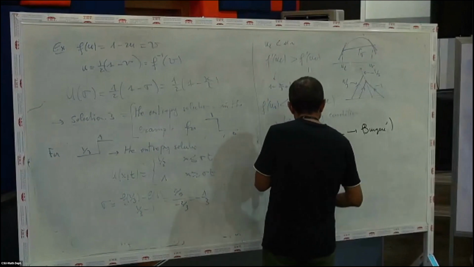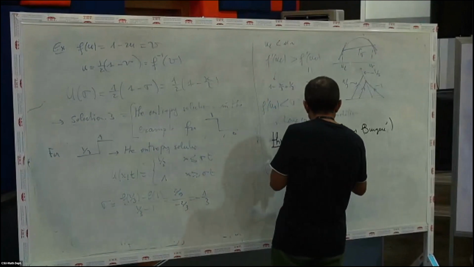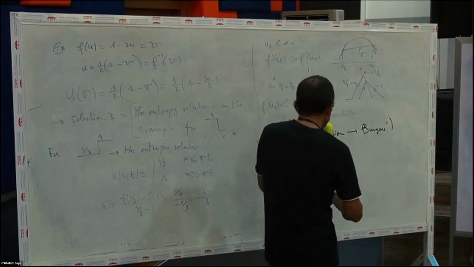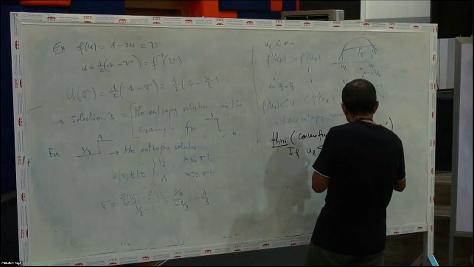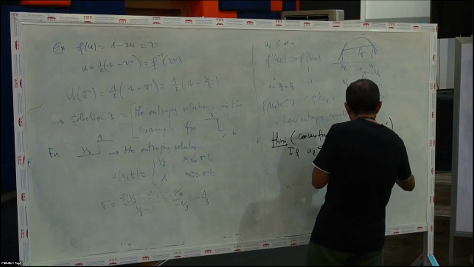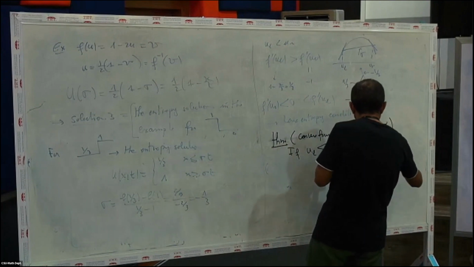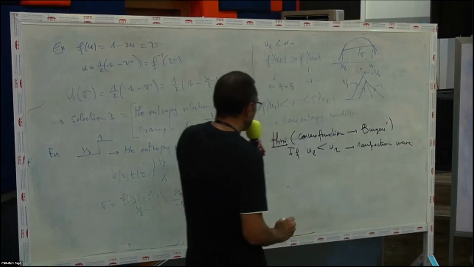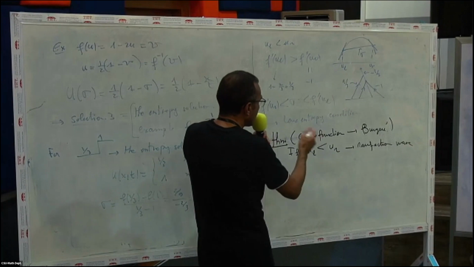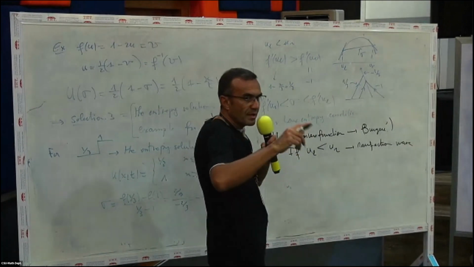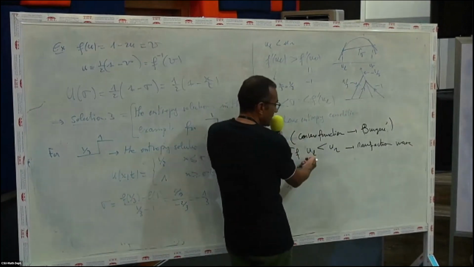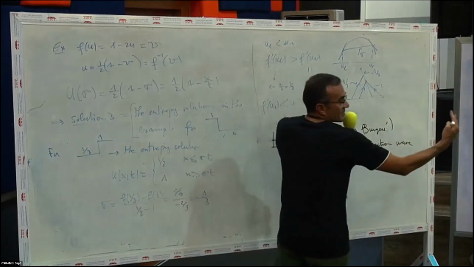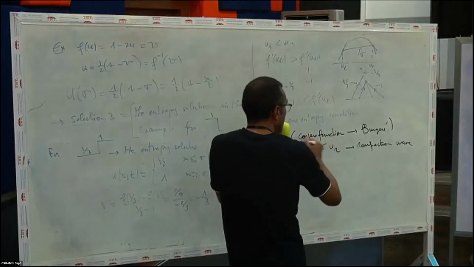If UL is less than UR, you have the same thing, but you get a rarefaction wave, okay? Because now the speed for Burgers is u ux. So u is the speed. The speed at the left is less than the speed at the right. So rarefaction, okay?